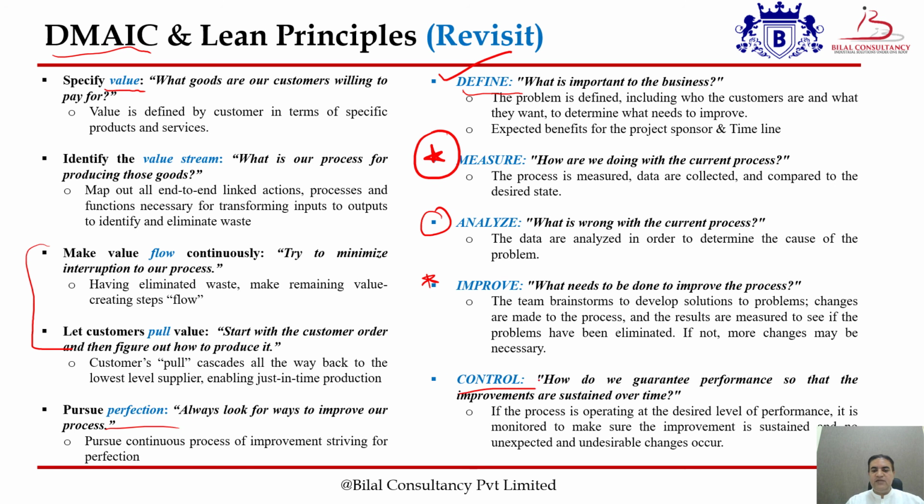Over here we are saying control. So in the control phase, we try to guarantee that whatever improvement we have done, it should be sustainable over the time. So I hope you got the idea regarding the DMAIC cycle and what we are going to discuss in this control phase. So thank you so much. See you in the next video.